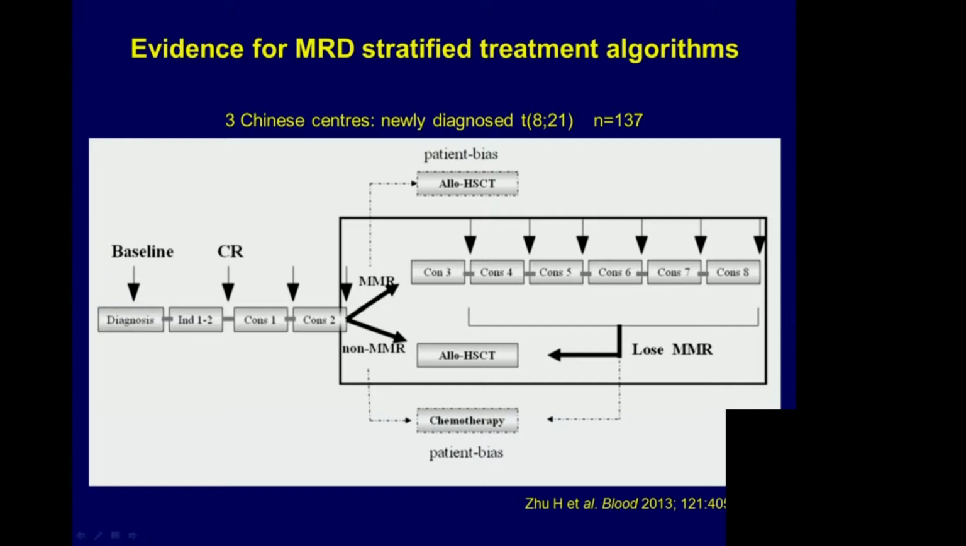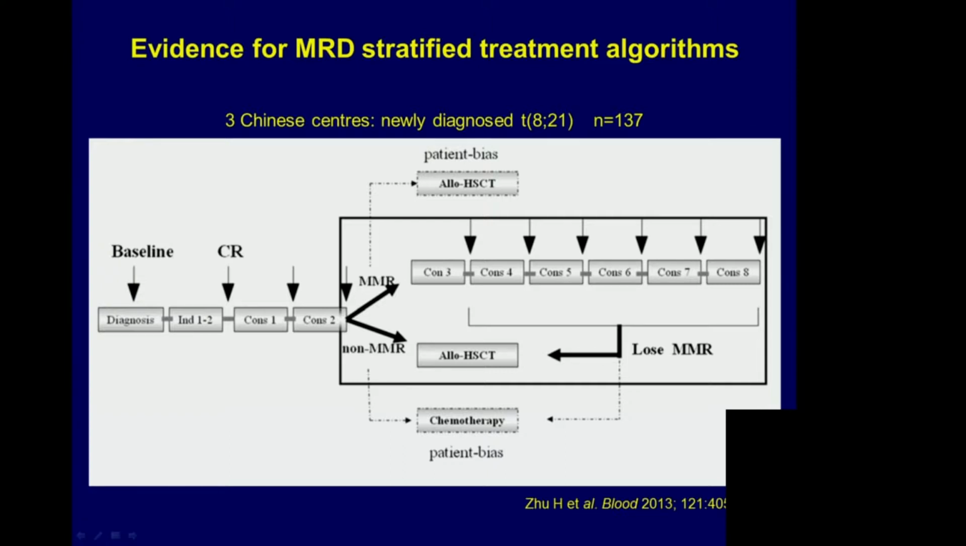And now what I'd like to talk about is how this can be used to build risk-stratified treatment algorithms. And as I mentioned on this point, there are few published data, but I think that this study from China is very interesting. So this is looking at patients with T821, and they enrolled 137 patients. And the patients had 2 courses of induction and then 2 courses of consolidation chemotherapy.